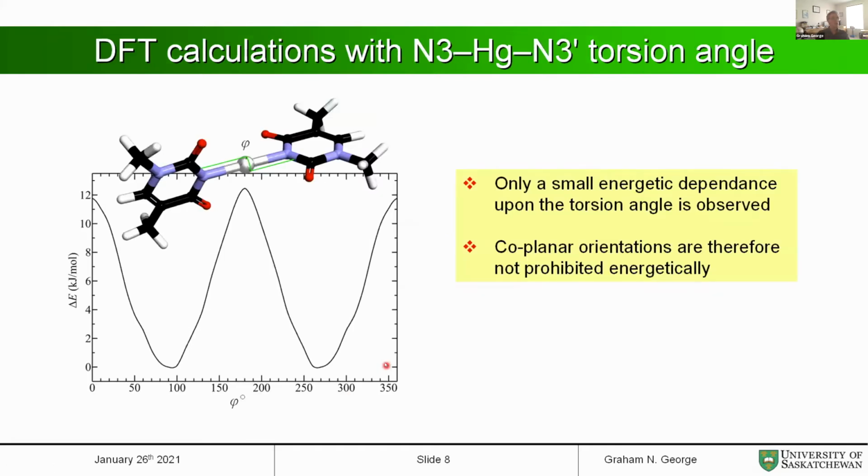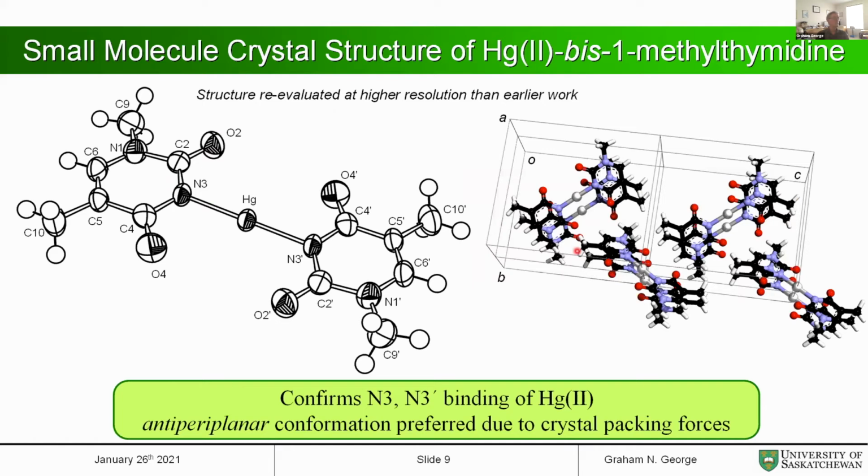So we can do things with DFT, like look at the dependence of energy versus this torsion angle phi here. And the bottom line is there isn't a big penalty twisting around this torsion angle. So you can conclude from the DFT that the coplanar orientations are not prohibited.